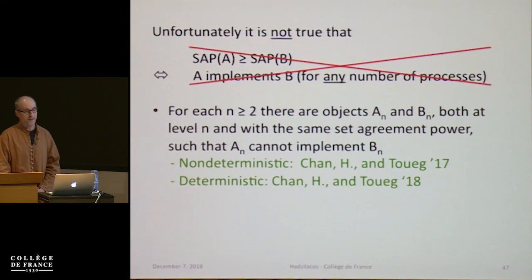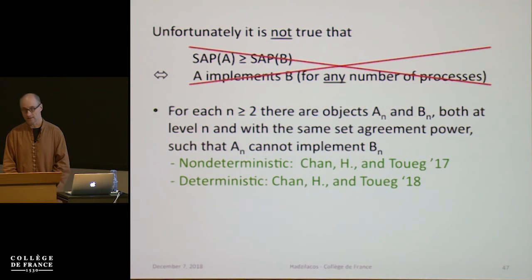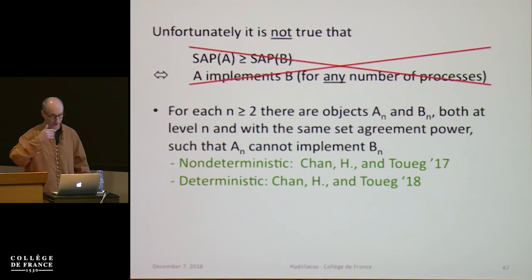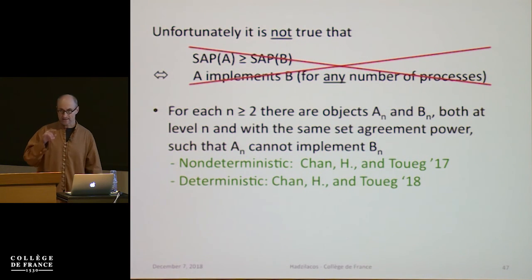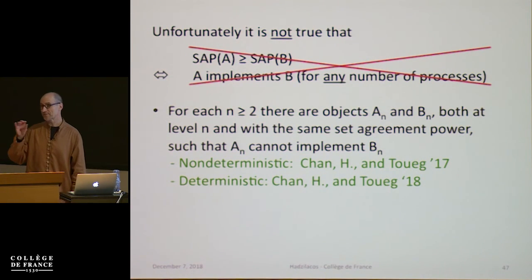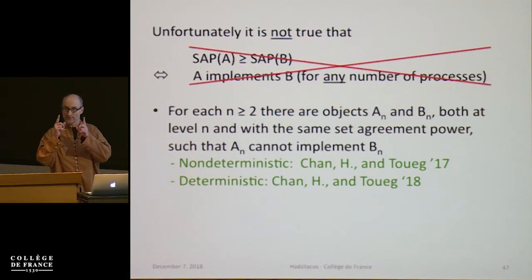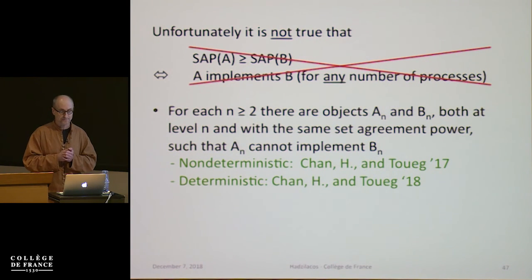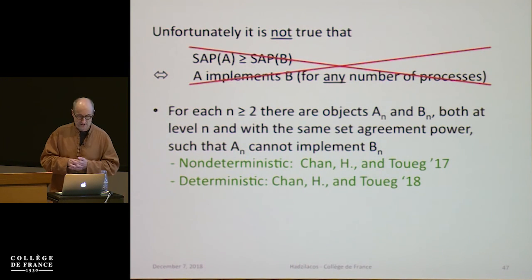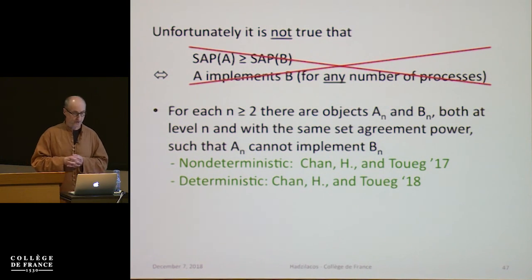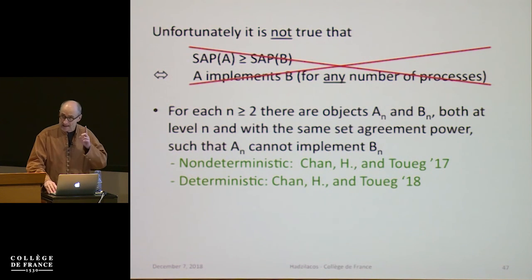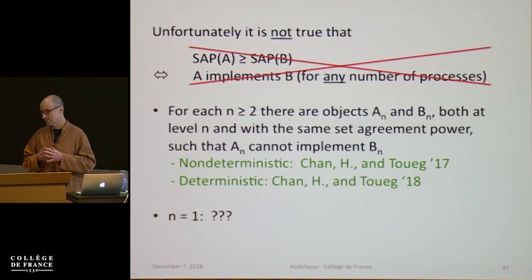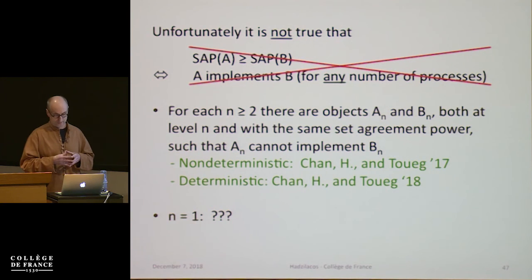We now know that for every level of the consensus hierarchy, from level 2 on, there are objects at that level that have actually the same set agreement power. So they don't agree just on the first component, they agree on all the components of the set agreement power, but one cannot implement the other. Okay, this was proved for non-deterministic objects last year and for deterministic ones this year. Unlike the previous result that I told you about, similar result for the consensus number, we don't know what happens at level 1. We don't know if this is true or false at level 1 of the hierarchy.